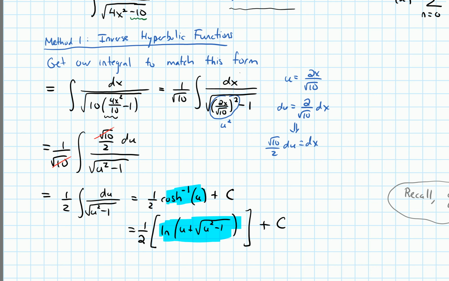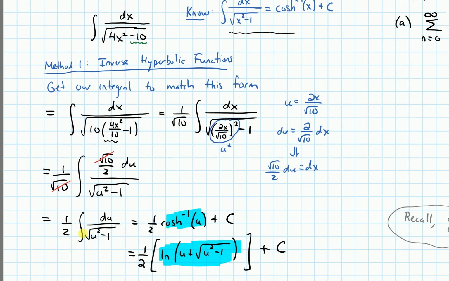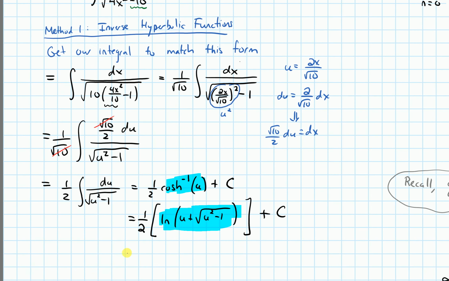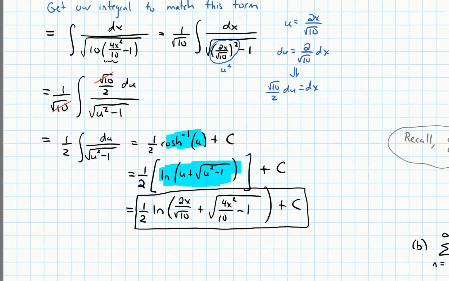But remember, my original integral was in terms of the variable x. And I need to get it back in terms of x. So let's plug back in for what u is. So we get 1/2 ln, plugging in for u, u is 2x over root 10 plus, then I'll have u squared, and if I square u, we would get 4x squared over 10 minus 1 plus c, and that is our answer right there. So that is our answer. Okay, so what's the other way that we could do this?